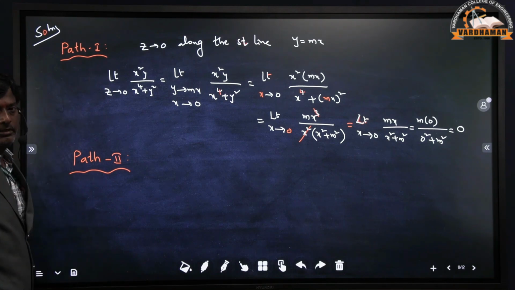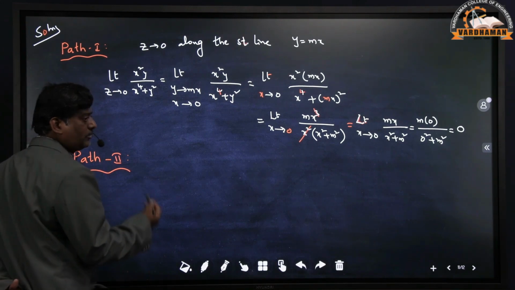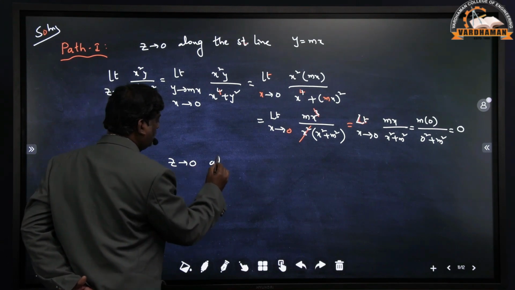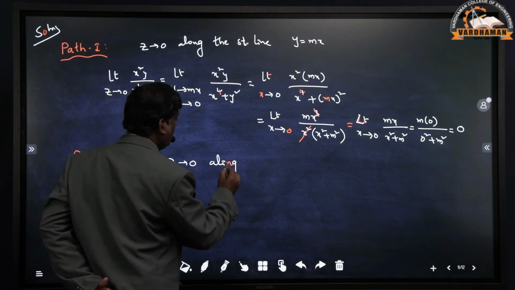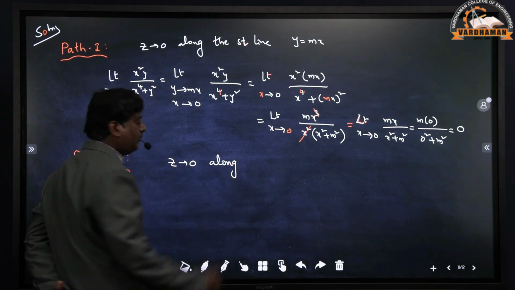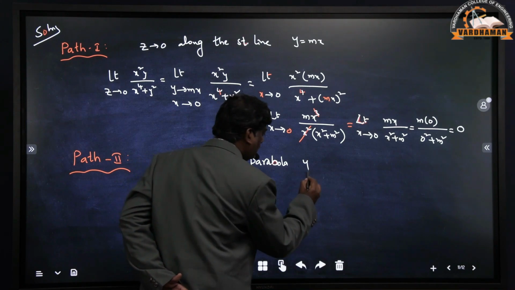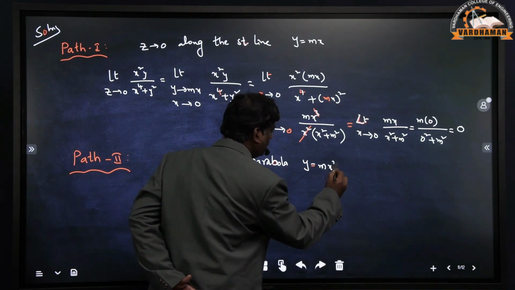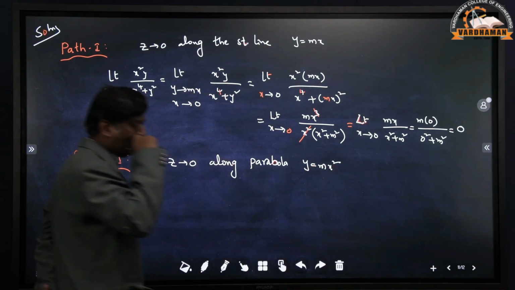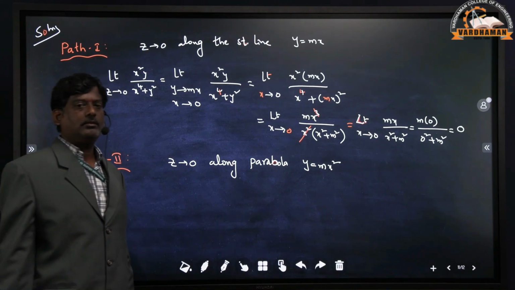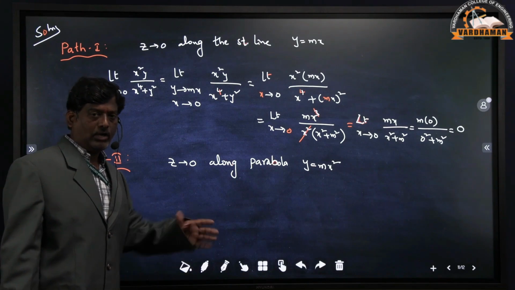Now path 2 you can take, suppose z tends to 0. You consider randomly, I am taking here a parabola. Along the parabola, y is equal to mx square. Now this is also passing through the origin, y is equal to mx square. Here, passing through the origin, a curved path I have taken.